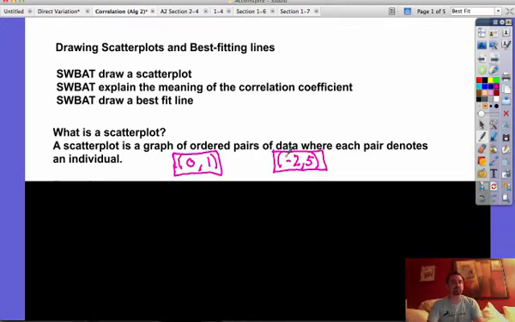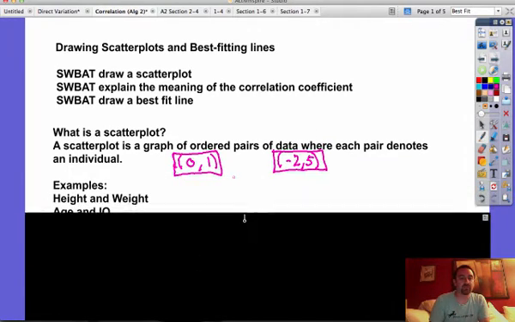Now, when I say individual, we're taking that as a broader term than just a person. It could be any kind of object. But the point is that when I look at 0, 1, this 0 and this 1 go together. They describe the same thing. This -2 and this 5 go together. They describe the same thing. That's what I mean by each pair denotes an individual.